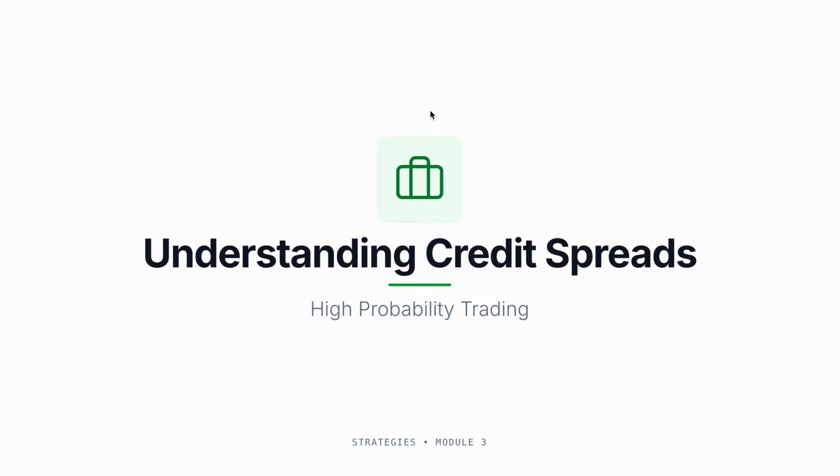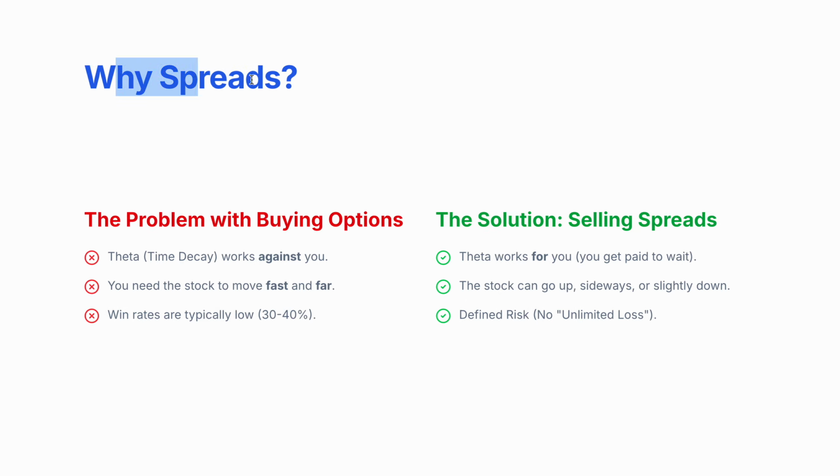All right, so in this video, we're going to talk about understanding credit spreads, which is a higher probability trading strategy. So why trade spreads? Well, the problem with buying options is that theta works against you. Remember, every time you buy an option, every day that passes, that option is going to decay as it gets closer to expiration. So time is always working against you.